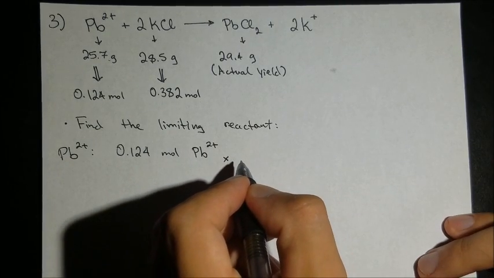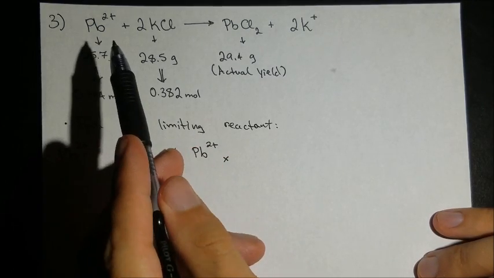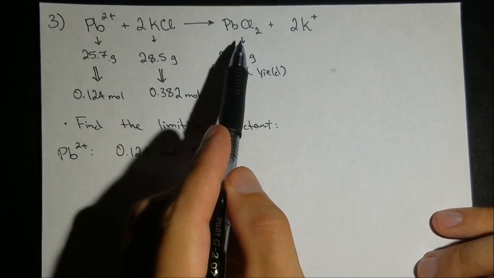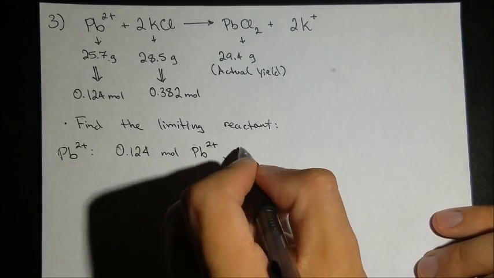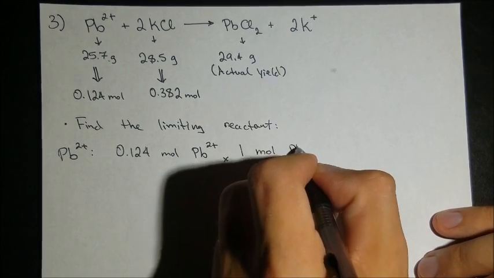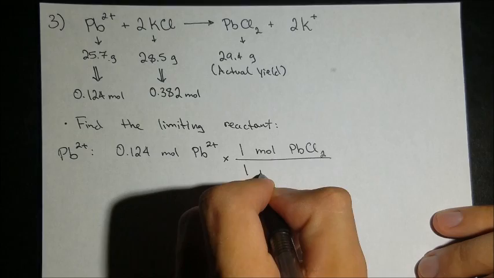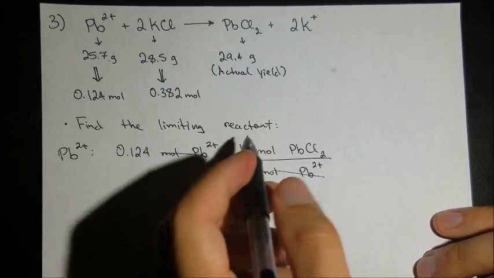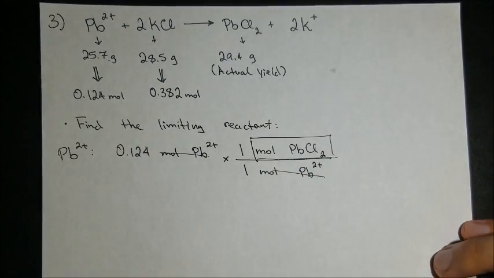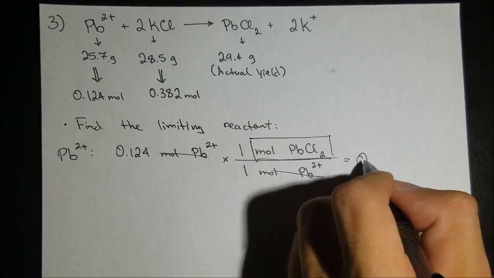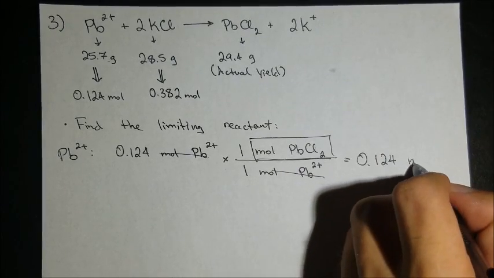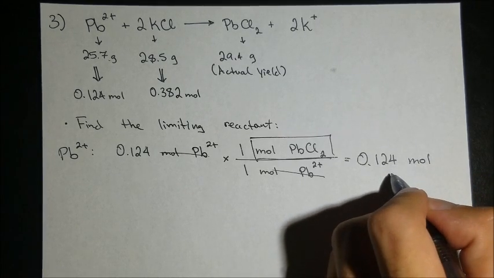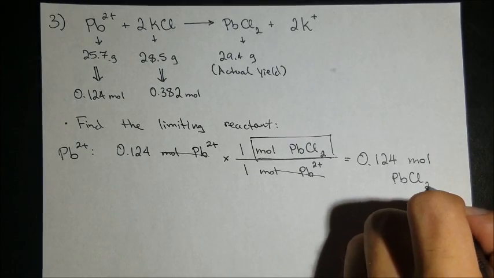And using the balanced chemical equation, we can see that 1 mole of lead is used up to make 1 mole of lead 2 chloride. So our mole to mole ratio here is simply 1 to 1. We just write it like this. Now our moles of lead cancel, and we are in moles of lead 2 chloride. I like this kind of mental math. This is just 0.124 moles, but now instead of lead 2 plus, it's lead 2 chloride.